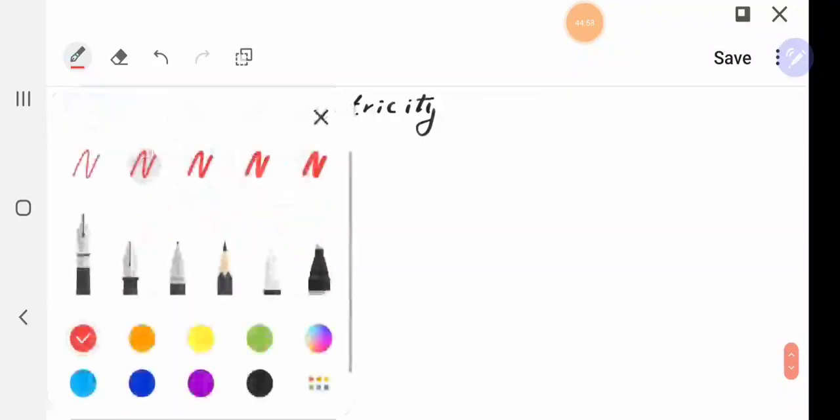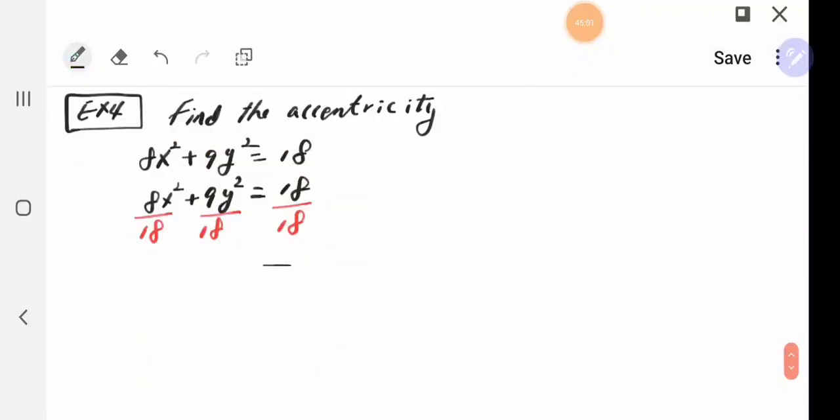Then simplify each term. The right side is always 1. We want the right side of the equation to be 1. Then this will be x squared over... we can divide the first term, the numerator and denominator, by 8, then there will be 18 over 8, plus y squared over 18.